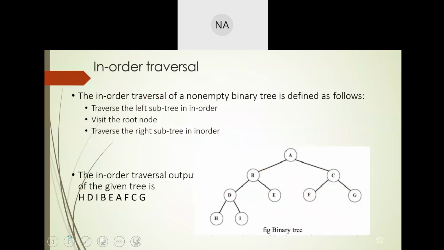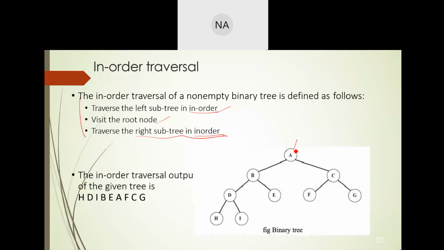Now the in-order traversal. This is the algorithm of the in-order traversal. That is, you traverse the left subtree first, then you visit the root node, and then you visit the right subtree in order. So here you traverse the left and right subtrees in order. Example: for the same tree that we considered in the pre-order traversal, we try to find its in-order traversal. In the in-order traversal, you visit the left subtree first, and then you visit the root node and the right subtree.